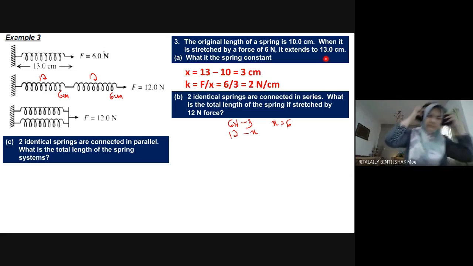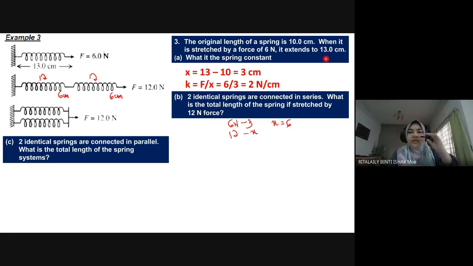Okay, I'm sorry for the interruption. Okay, so we know each spring will extend 6 cm. The question wants us to give the total length. So what is the total length? From the first spring to the second spring.